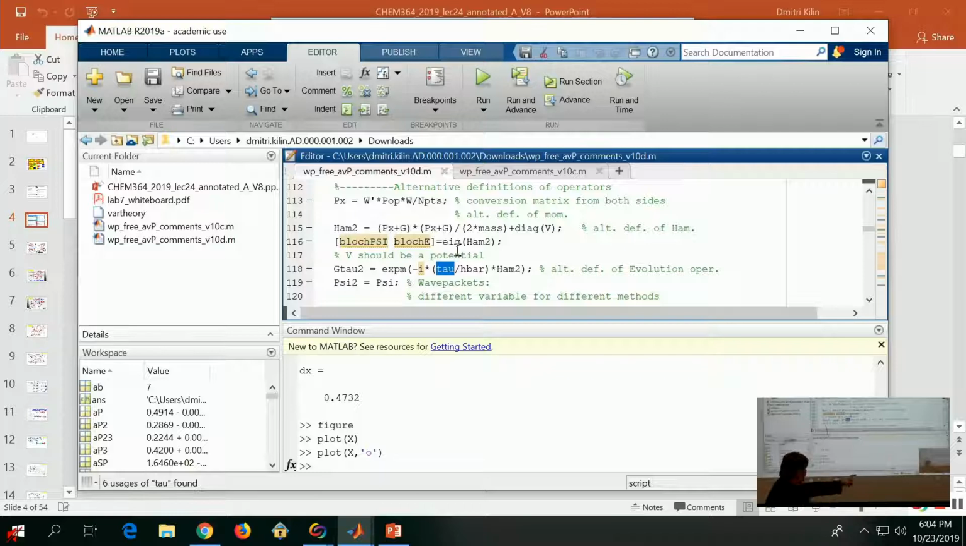Let me, is it okay if I remove these writings? And if needed, I hope they will be recorded anyway. So you already got the logic: matrix of derivative, momentum, kinetic energy, Hamiltonian, evolution operator. And I'm going to write absolutely the same thing.